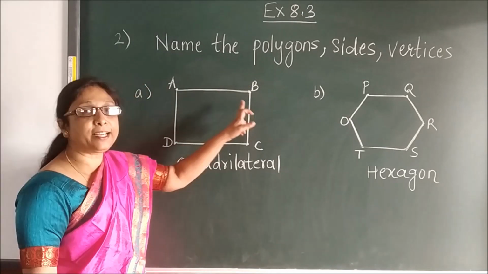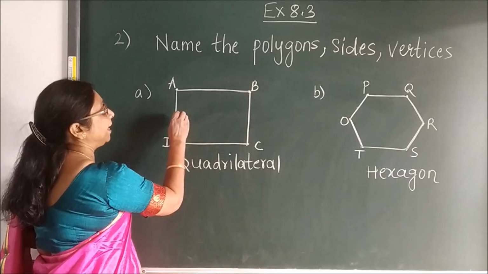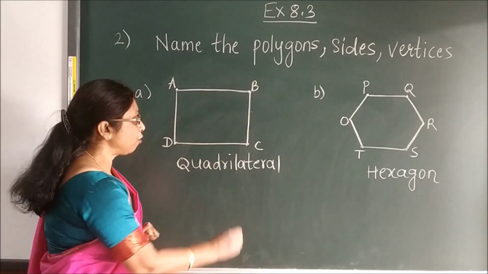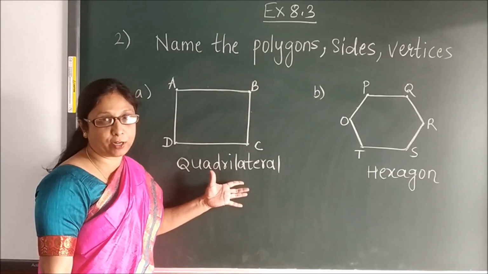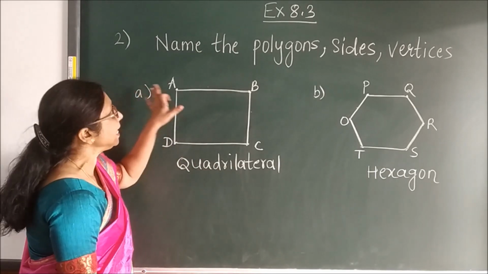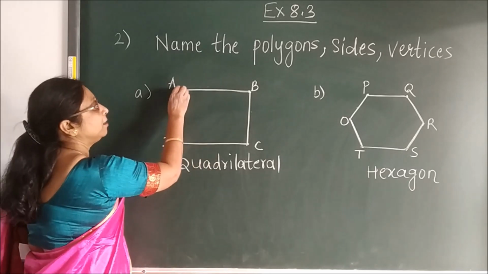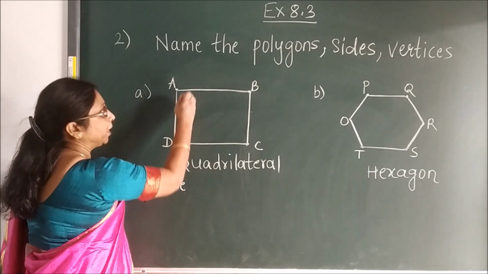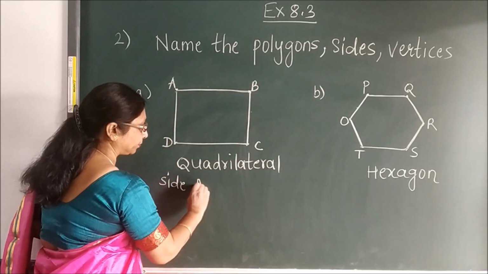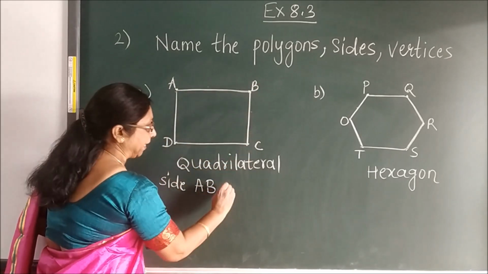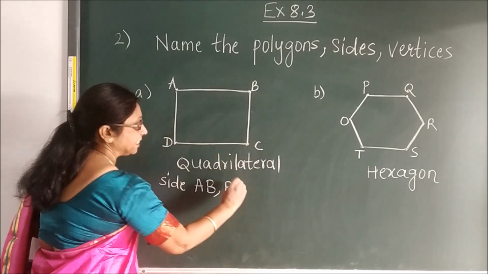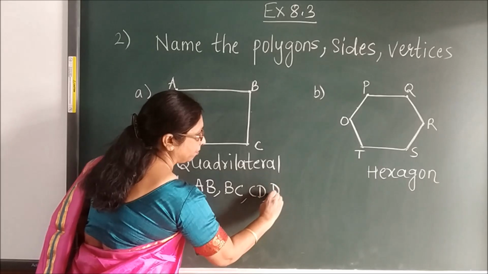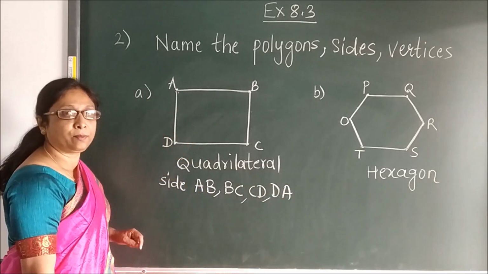Now here you see different sides. 1, 2, 3, 4. How many sides? 4 sides. So we will call it a quadrilateral. Now name the sides. For a side we need 2 points. That is AB, then BC, then CD, and finally DA. These are the sides.